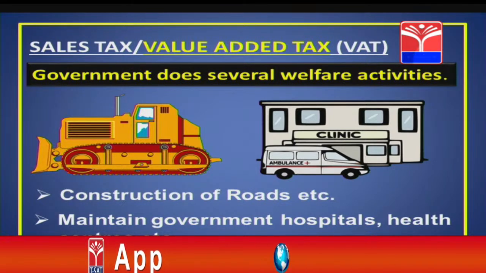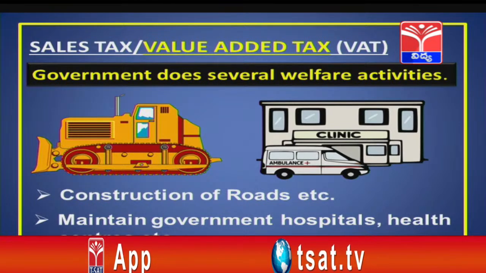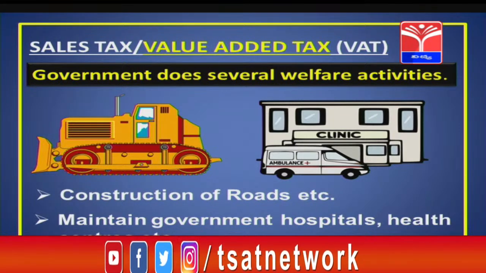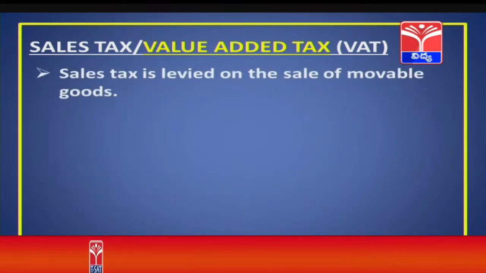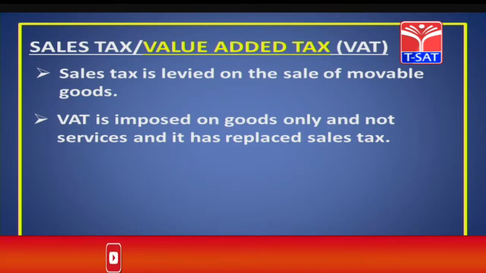Now, how do you think the government gets this money? Yes, they are going to collect it as taxes from us. Now, I think you understood why the government charges tax on us. Okay, children. Now, sales tax is levied on the sale of movable goods, whereas VAT is imposed on goods only and not services, and it has replaced sales tax.